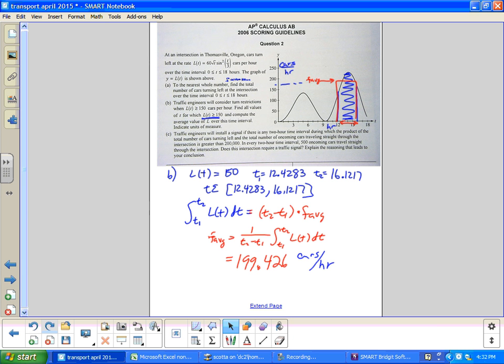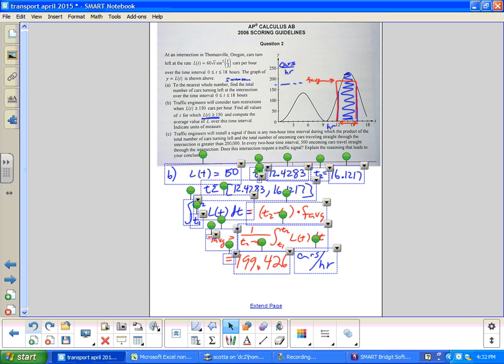All right, 3 points there. The interval is worth a point, from 12.42 to 16.12, so 4 decimal places though. The F average integral is worth a point, and then finally the number and the units.